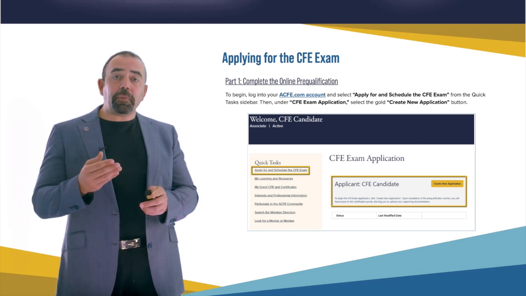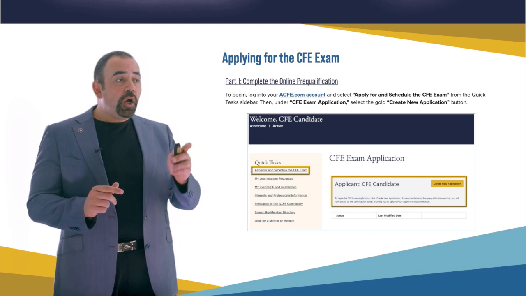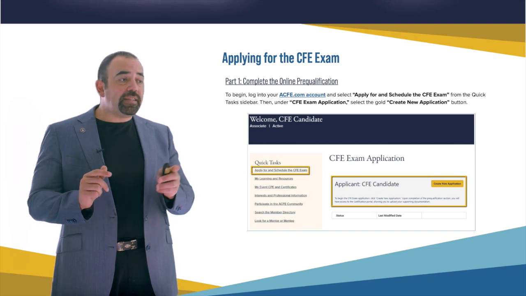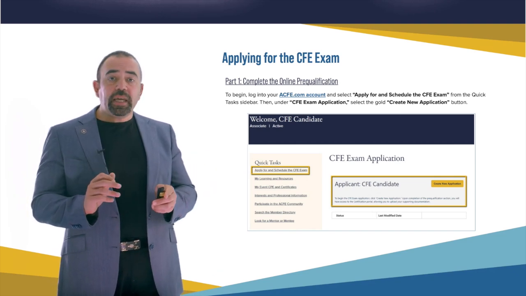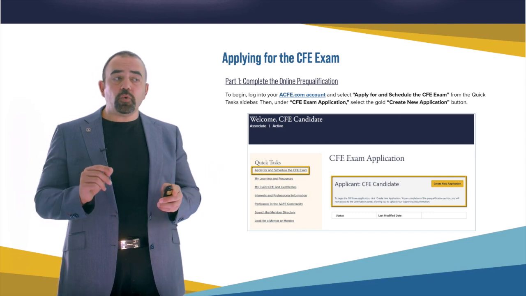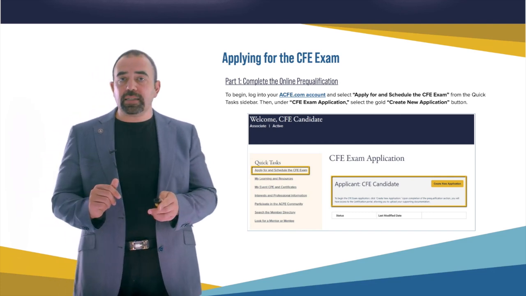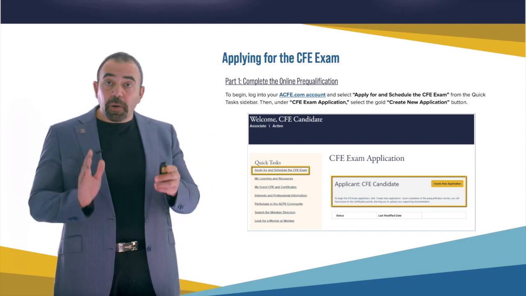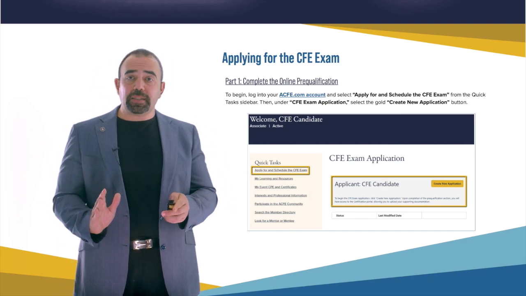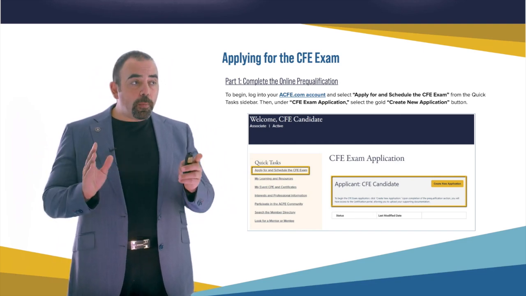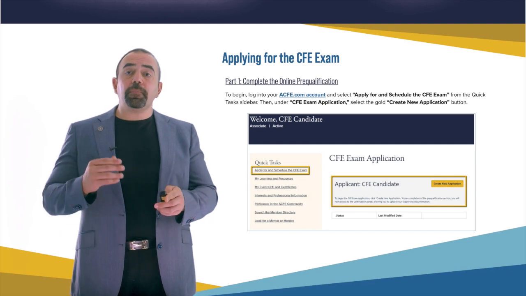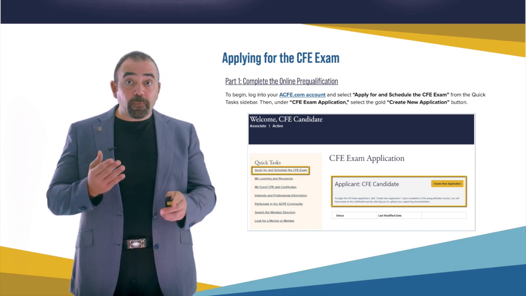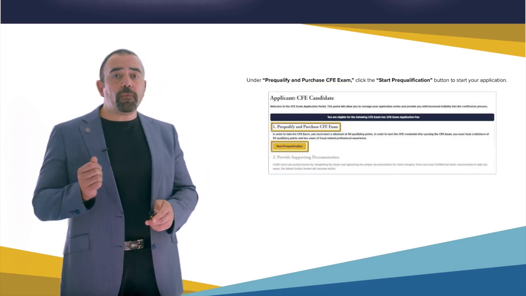To apply for the CFE exam, you need to click on a quick task, and then click on apply for the CFE exam, as you can see here. Then you have the CFE exam application, and you can click start the CFE exam application. To apply for the CFE exam, there are two steps. The first one is completing the online pre-qualification, and the next step is uploading the supporting documents. So let's go over the first step.